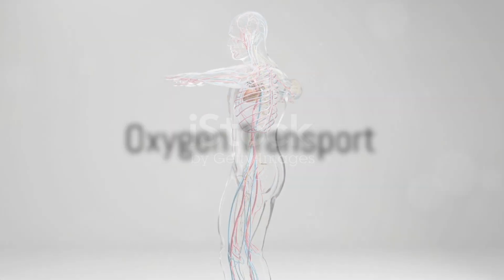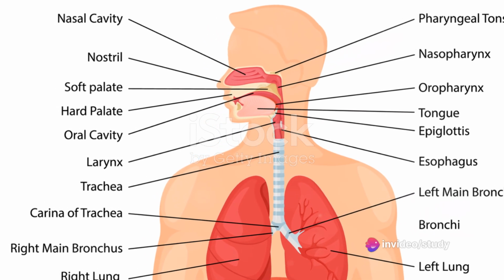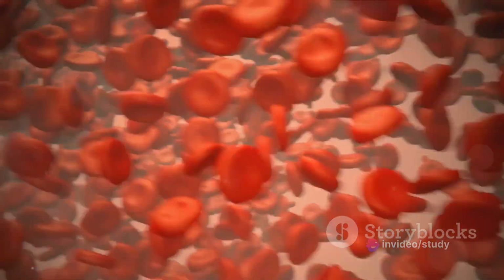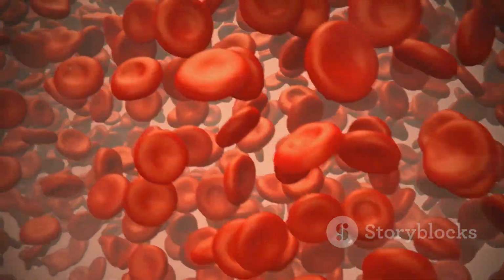The oxygen that diffuses into the blood doesn't just float around freely. It's primarily carried in the blood, bound to a molecule called hemoglobin, forming oxyhemoglobin. This allows oxygen to be transported to all the cells in your body that need it.